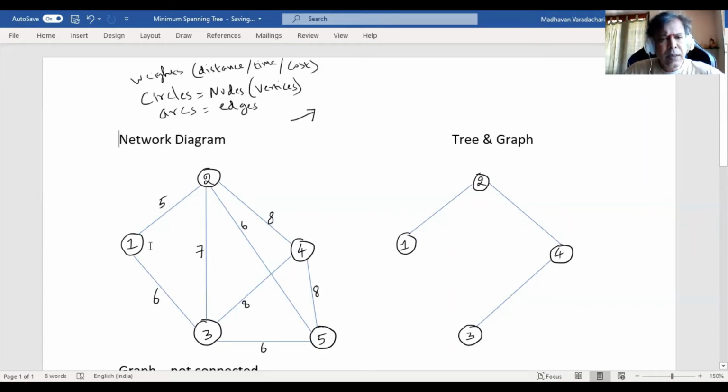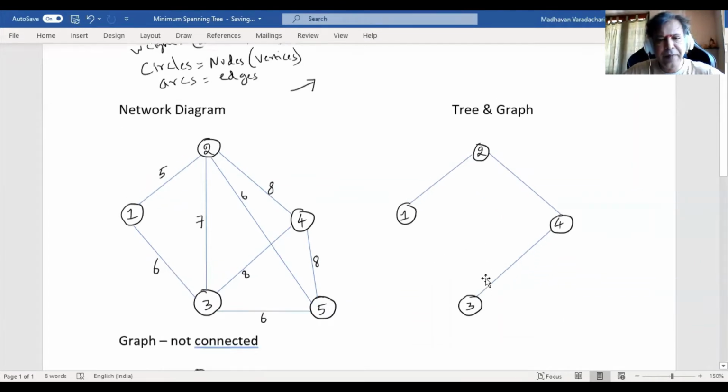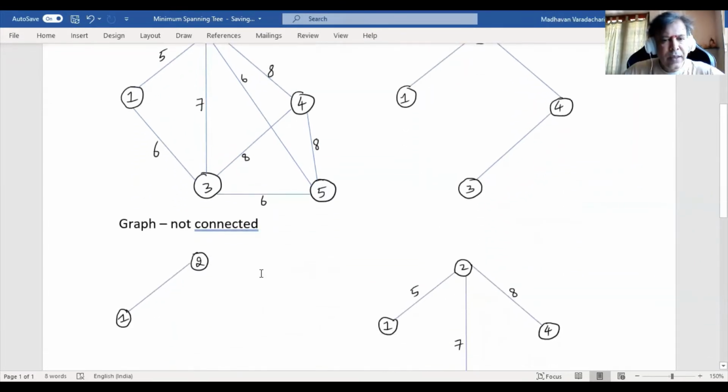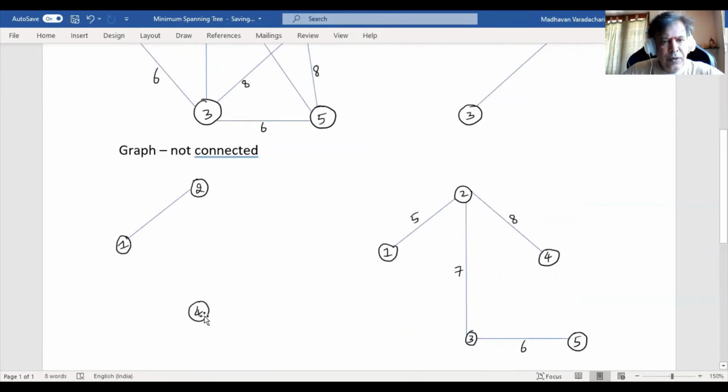Now, this network diagram is completely closed, right? It is almost forming a circuit. Whereas here, this is also a graph, but it is called a tree because it is not closed. It is 1 to 2, 2 to 4, and 4 to 3, or 3 to 4, 4 to 2, 2 to 1. It is open on one side. This one is also a graph, 1 to 2, and then 4 separately a node. This one is also a graph, but it is not connected.